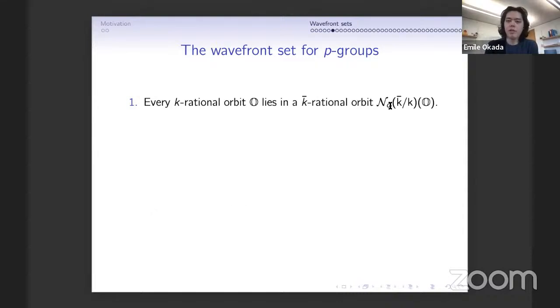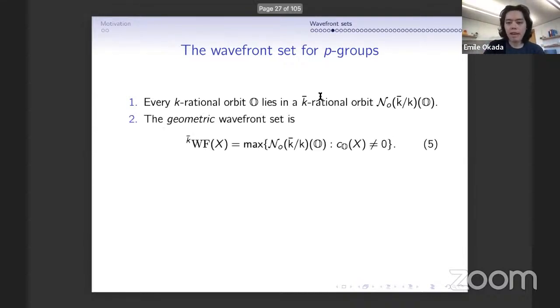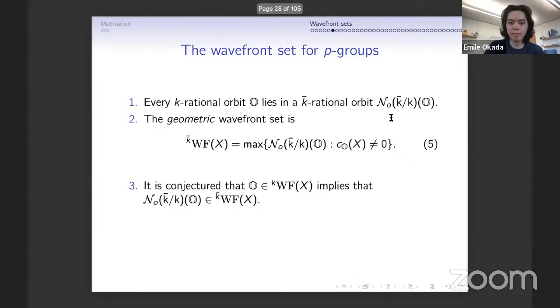Now there's another notion of a wavefront set you can attach to p-adic representations, which I alluded to in the motivational section of this talk. There's always sort of two things you can do. You can either work over the field itself or the algebraic closure of the field. And so this other one relates to the algebraic closure. So every p-adic orbit lies inside of a geometric orbit just by saturation. And so the geometric wavefront set is defined to be the largest geometric orbit which arises in the Harish-Chandra and Howe local character expansion.